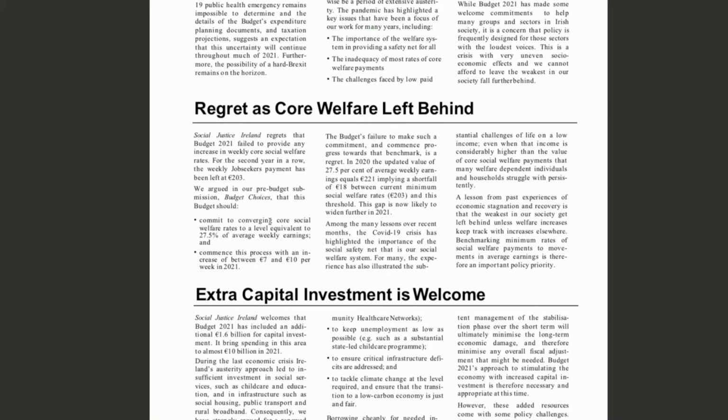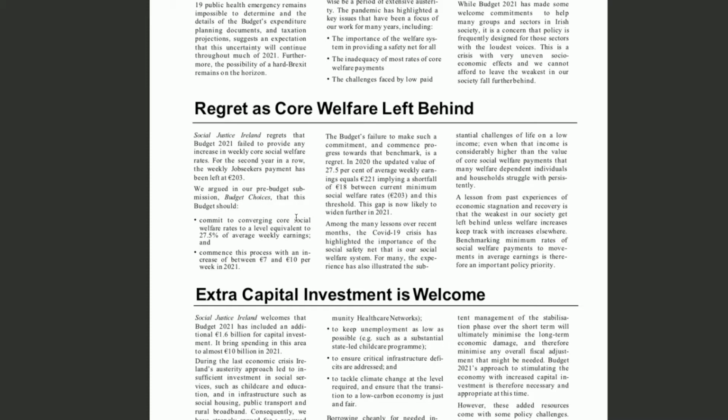So what I'm going to look at then is page 3, and I'm going to start with the article that Eamon left out of that page when he was discussing there. That's in relation to the core welfare payments. It is regrettable that for the second year in a row there has been no increase to core welfare payments. What we called for in budget choices earlier in the year was a commitment to converging the core social welfare rates to a level equivalent with 27.5% of average weekly earnings, and to commence that process with an increase of between €7 and €10 in this year's budget. Unfortunately, government failed to do that.